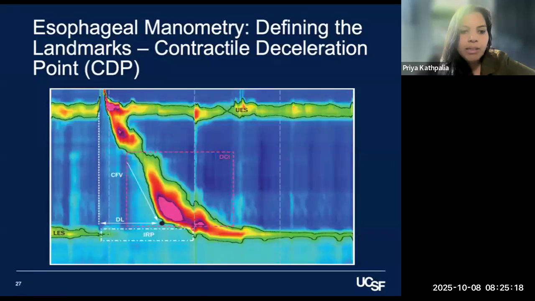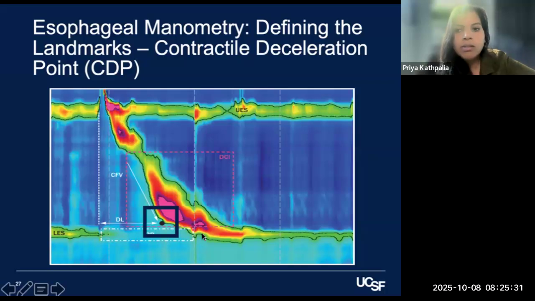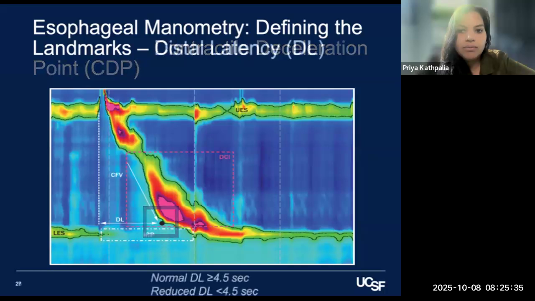Then you have the CDP, or the contractile deceleration point, which is the inflection point along the pressure contour where the swallow tends to slow down. So in other words, this represents the transition from esophageal peristalsis to emptying.